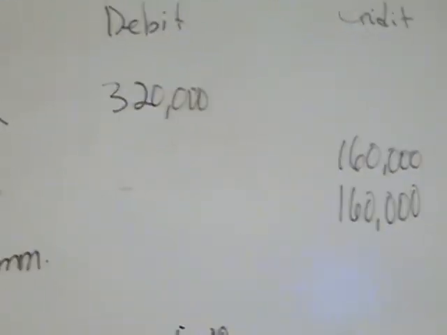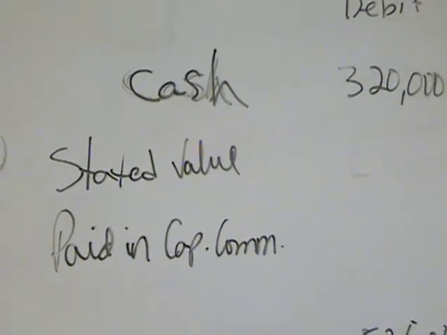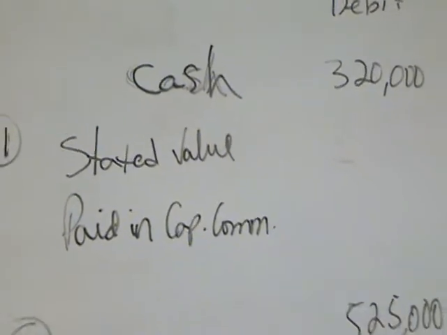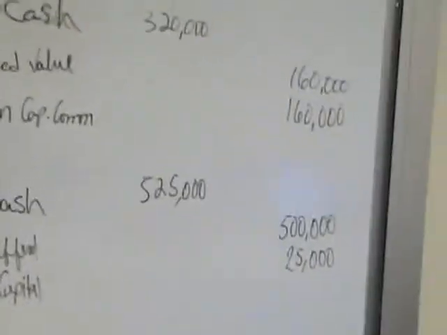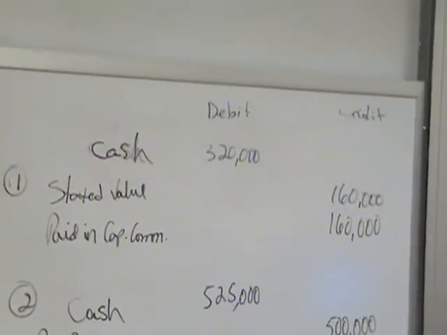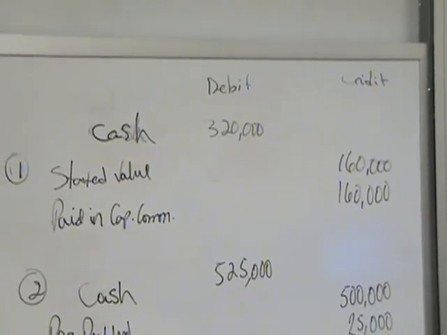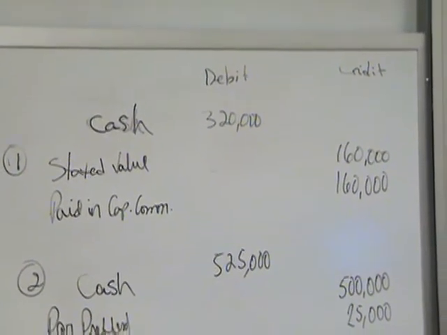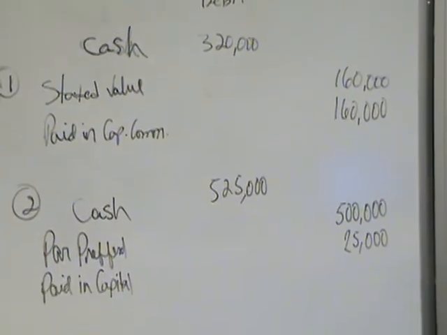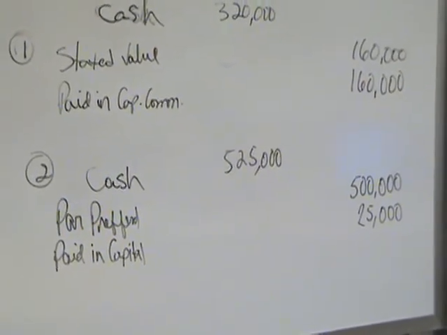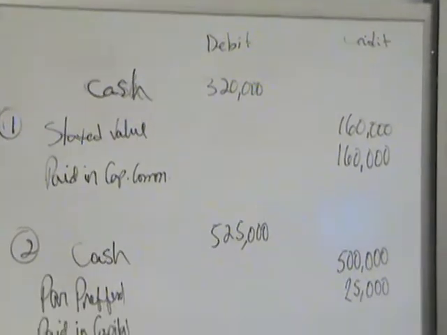Well, in both cases, Anna, I multiplied the number of shares times the par value. So for number 1, it was 80,000 common stock shares times $2 stated value. Stated value has all the rights of par value. So 80,000 times $2, right? And the difference goes to additional paid in capital common.